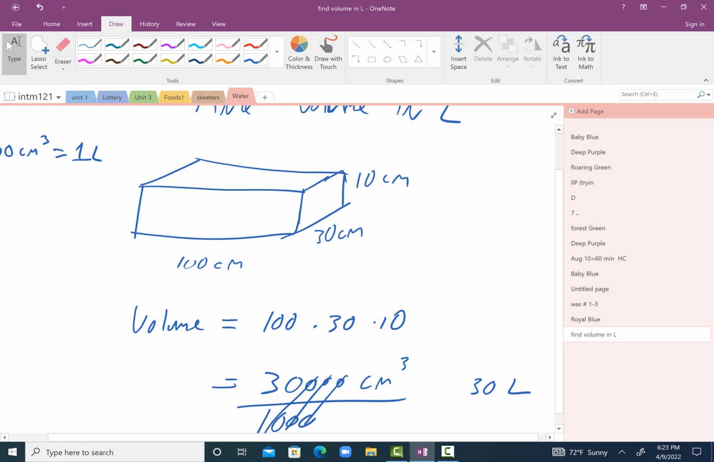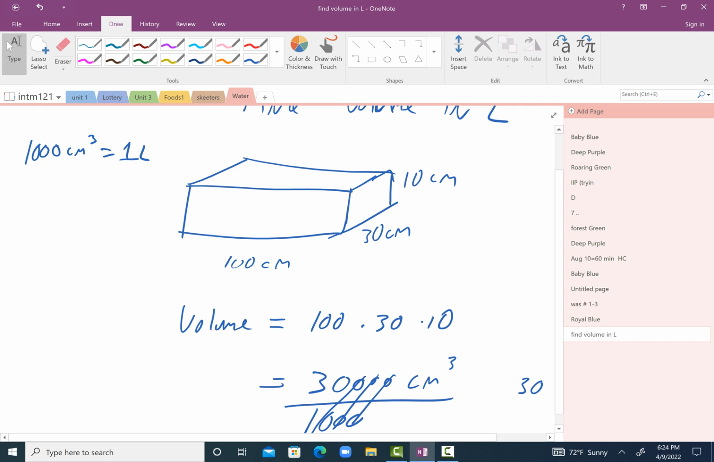So again, you're going to have a box. You just got to take base times height, or length times width times height, however you want to think of it. Area of the base times the height. You're going to multiply those numbers. Remember, that's in cubic centimeters, so you're going to use a conversion. 1,000 cubic centimeters equals 1 liter, and you want to make sure you divide, all right?